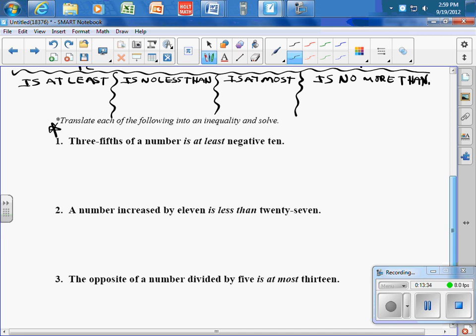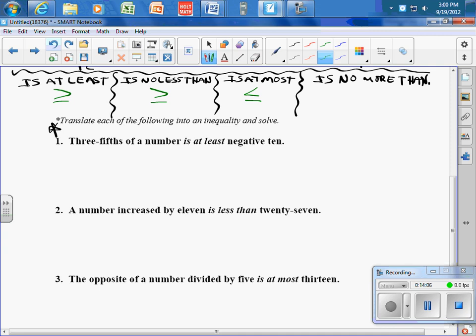Is at least, what does that mean? It means the least something can be, which means it has to be greater than or equal to. Is no less than. Well, less than means the less than sign. No less than means it's greater than or equal to. The most something could be is at most. The most it can be is x. Well, what does that mean? It means less than or equal to.